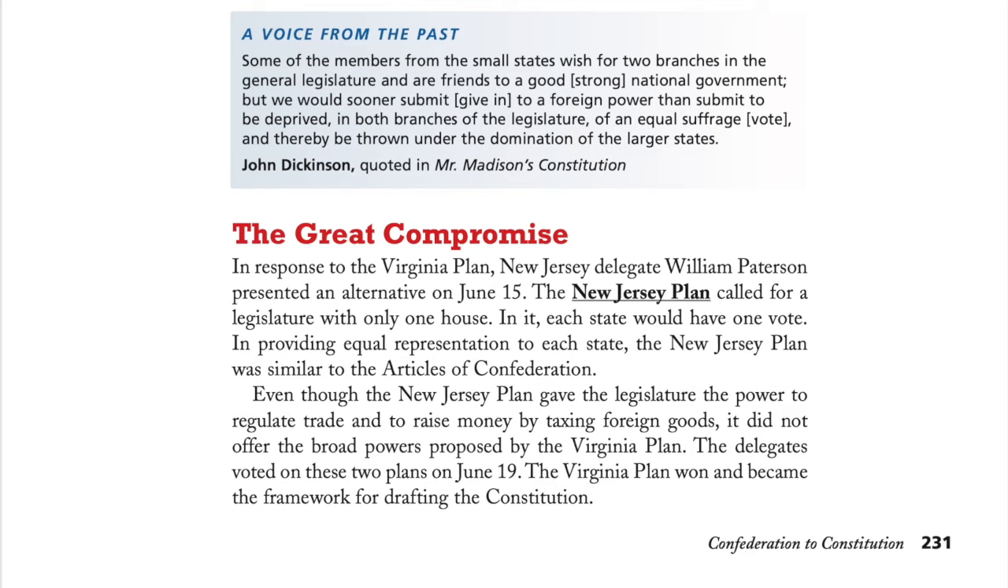Even though the New Jersey plan gave the legislature the power to regulate trade and to raise money by taxing foreign goods, it did not offer the broad powers proposed by the Virginia plan. The delegates voted on these two plans on June 19. The Virginia plan won and became the framework for drafting the Constitution.